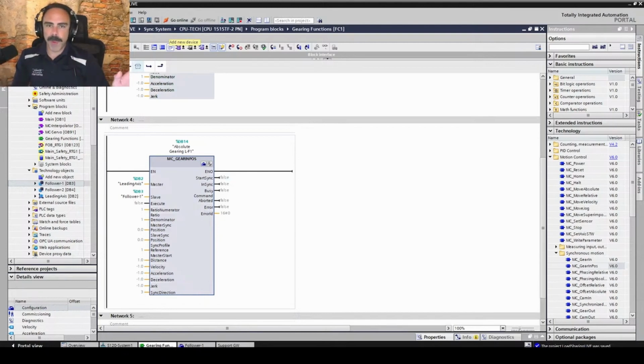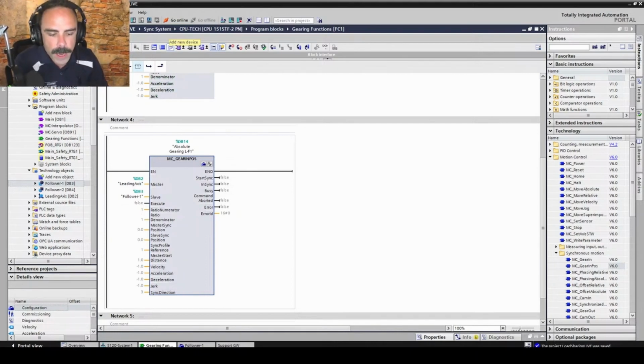Why is there so much more stuff? We still have our numerator ratio, we still have a gear ratio that we can put in. So if we want to do some sort of scaling, or for some reason we want some sort of ratio between the two, we can do that. But we have this extra stuff: this master sync position, this slave sync position, the sync profile reference, the master start distance, all of this extra stuff, even a sync direction. Why is all of that necessary for this absolute gearing?